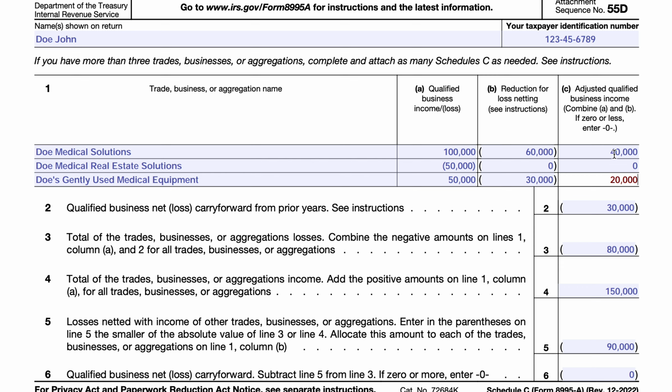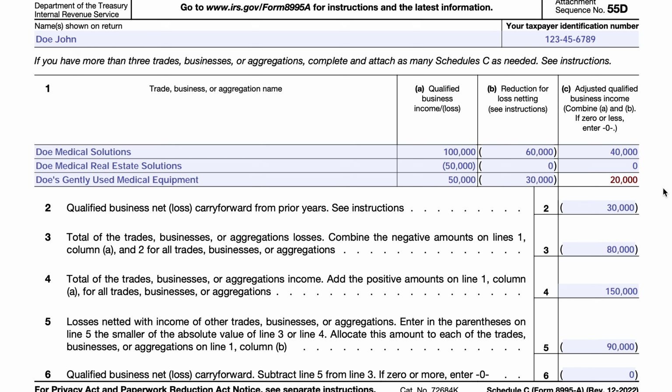So we combine columns A and B, but for the lines where the business generated a net loss or has an overall negative loss after applying that to the QBI, instead of entering a negative number, we're going to enter 0. That's the amount of adjusted QBI income for that business. And then we've done that for the medical solutions, and then we've done that for the gently used medical equipment. So that's how we would enter that information.